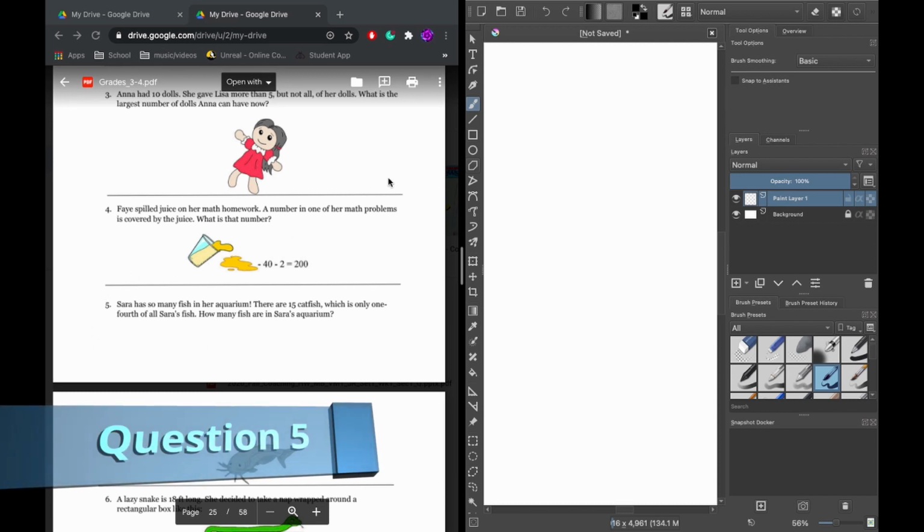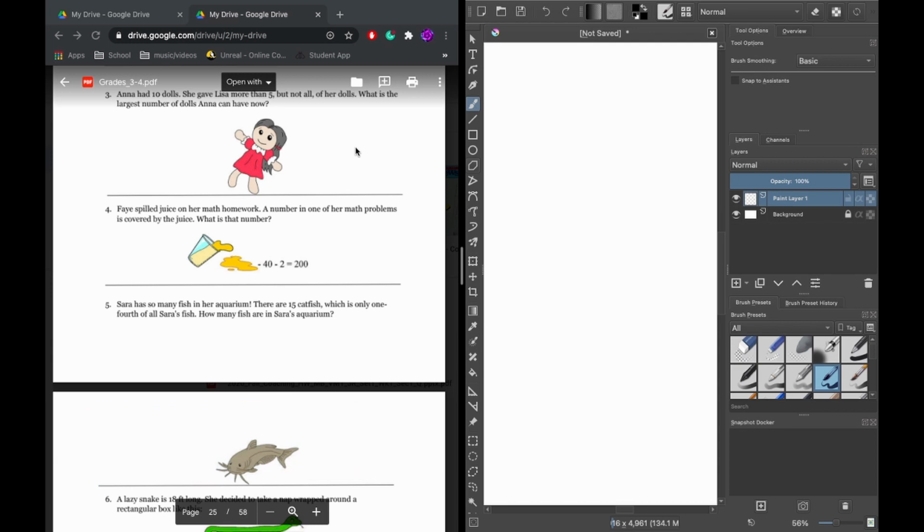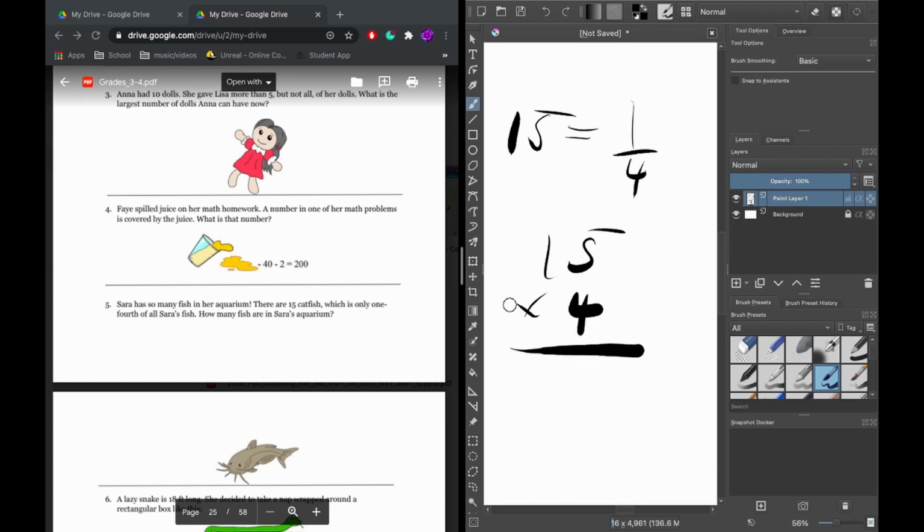Moving on to question number 5. Sarah has so many fish in her aquarium. There are 15 catfish, which is only 1/4 of Sarah's fish. How many fish are in Sarah's aquarium? So we know that 15 equals 1/4. So if you want to figure out everything, we would just do 15 times 4. And what would we get? So 60 would be our answer.